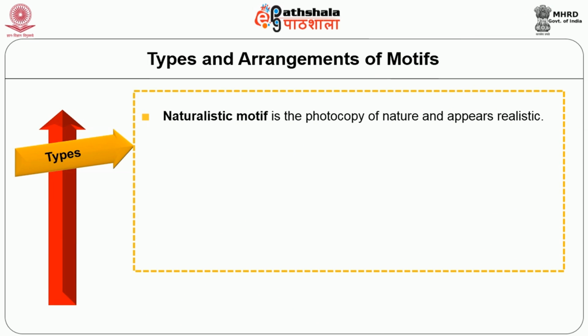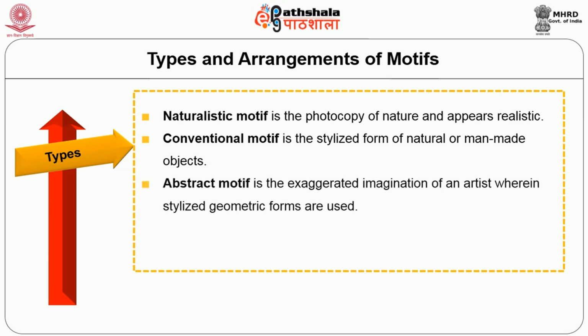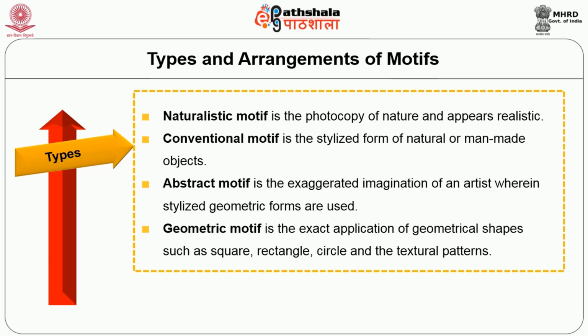First one is the naturalistic motif. It is the photocopy of nature and appears realistic, whereas the conventional motif is the stylized form of natural or man-made objects, and the abstract motif is the exaggerated imagination of an artist wherein stylized geometric forms are used. Geometric motif is the exact application of geometrical shapes such as square, rectangle, circle and the textural pattern.